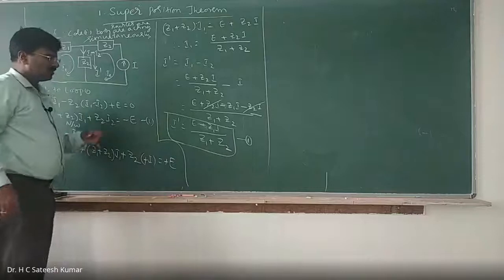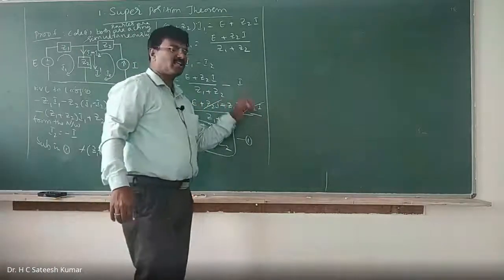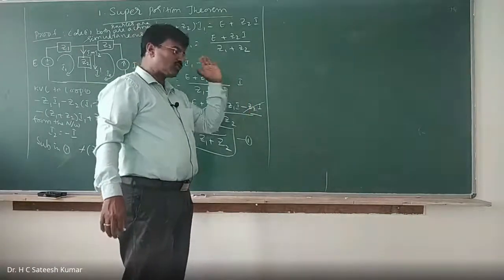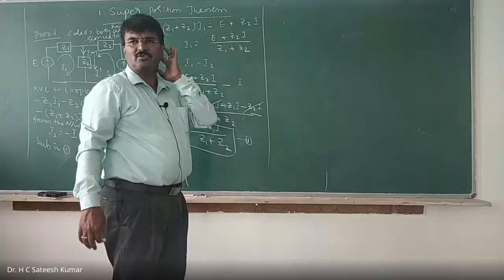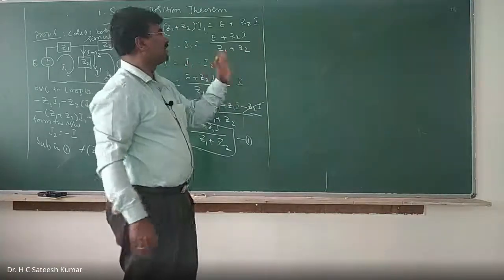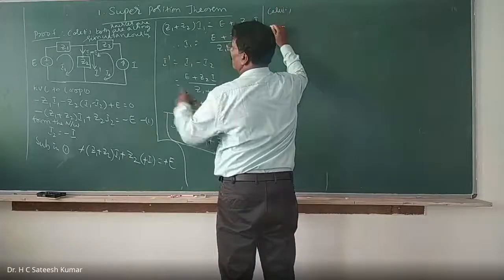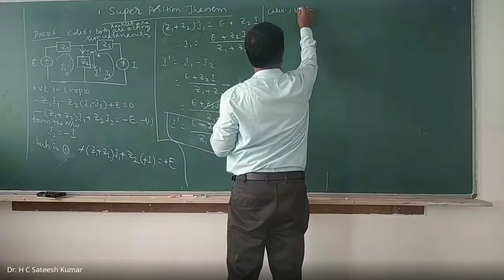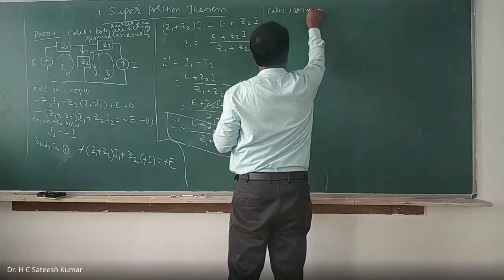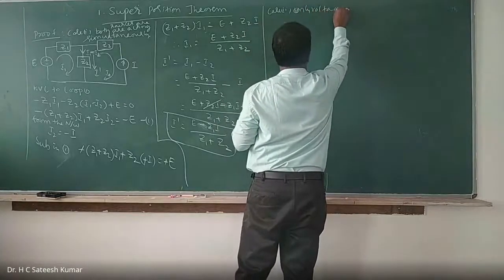Now, the response when both the sources are acting simultaneously is equal to the sum of the responses when they are acting individually. Now we shall take only one, any one source acting. Case 2: first, voltage source is acting. Only voltage source is considered.